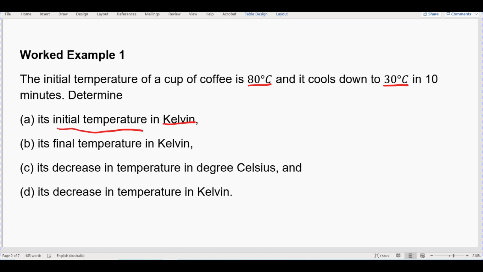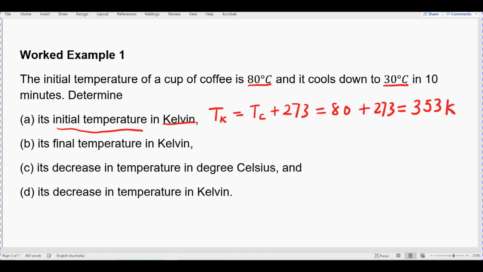So, initial temperature in Kelvin. Okay, so that's a particular temperature, so you need to use your conversion formula. Temperature in Kelvin equals temperature in degrees Celsius plus 273. Now your degrees Celsius is 80 degrees Celsius, for the initial temperature, plus 273, so that's 353. Okay, and the units must be Kelvin.